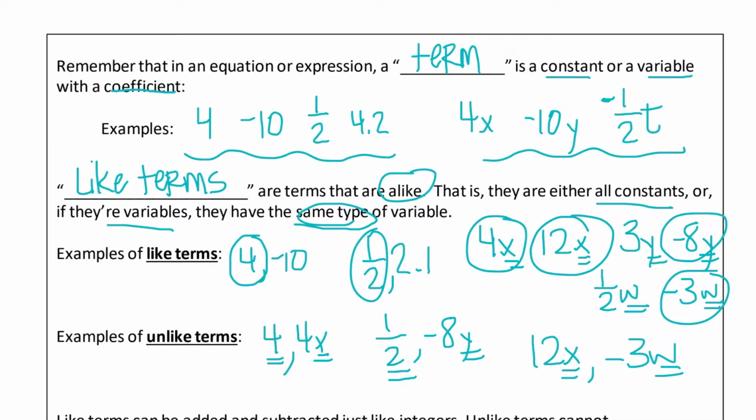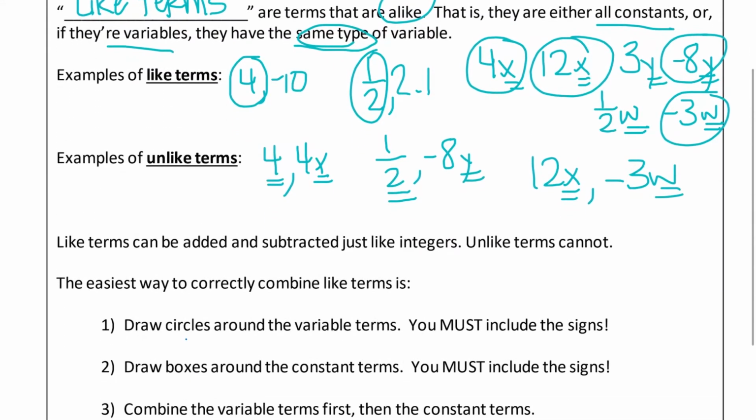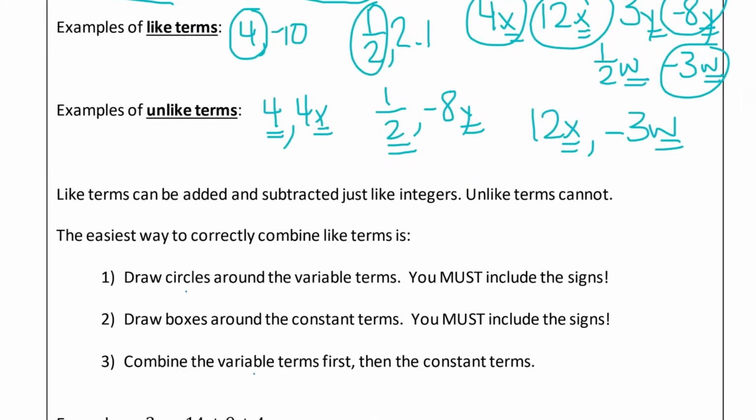So in order to be considered like terms, your numbers either have to be all constants or all the same variable. Once we know about like terms, we will know that we can add and subtract them just like integers, but unlike terms cannot be added or subtracted.